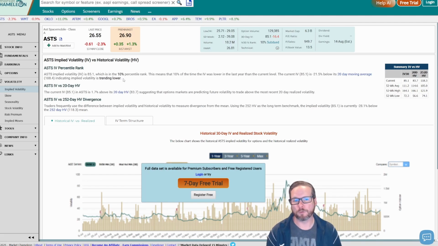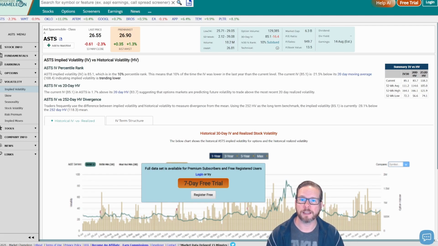Now, that means that overall it's pretty high. In general, anything over 50% is pretty high, and over 80% is considered extreme. Implied volatility is, of course, the risk that you take with the business to go up or down.